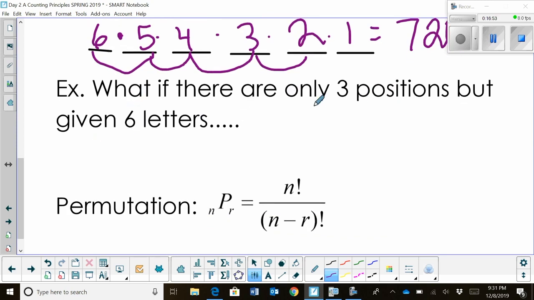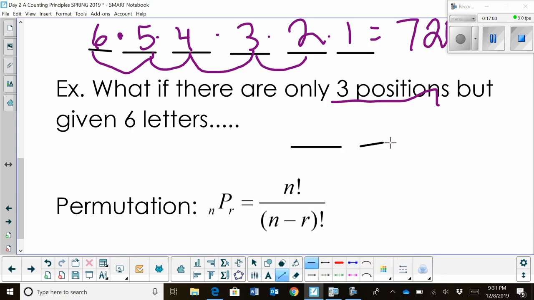What if there were the same 6 letters, but we only choose 3 of the positions? What if instead of having 6 events, we only have 3 events? Well, that's going to change things.